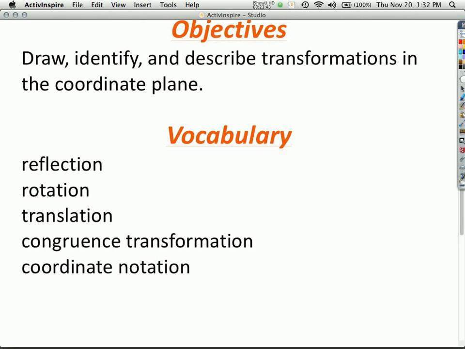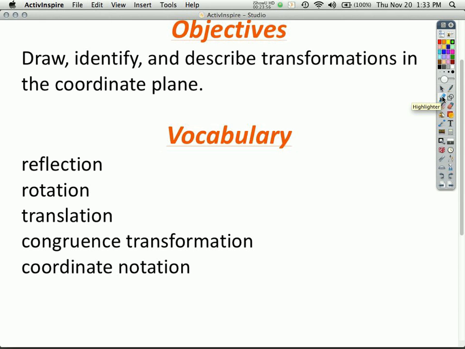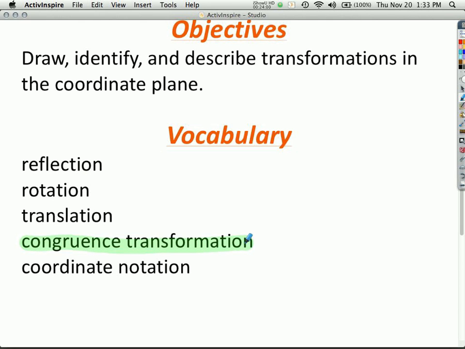It's been a while since we used the term. It was rigid motion. So I introduced the idea of rigid motion, and we're going to revisit that idea with a different name. We're calling it now a congruence transformation, where we transform an object but maintain its congruence. These are the different ways of doing it. A reflection, a rotation, and a translation are called rigid motions, and they are also called congruence transformations.